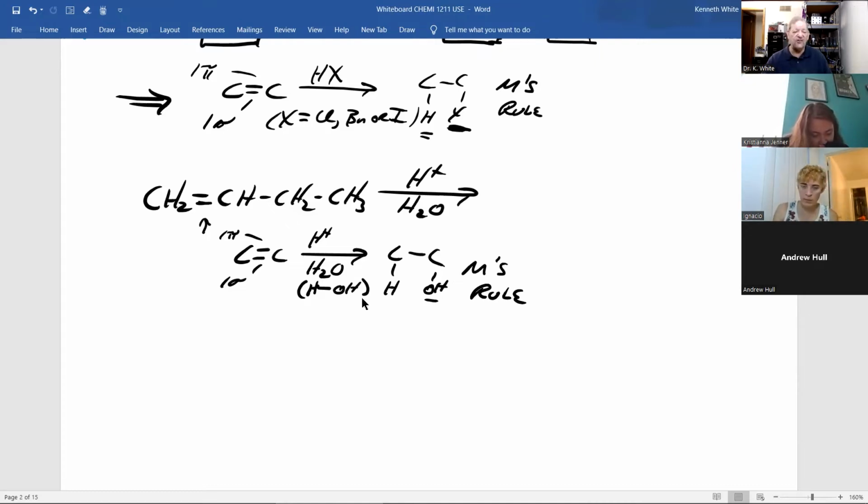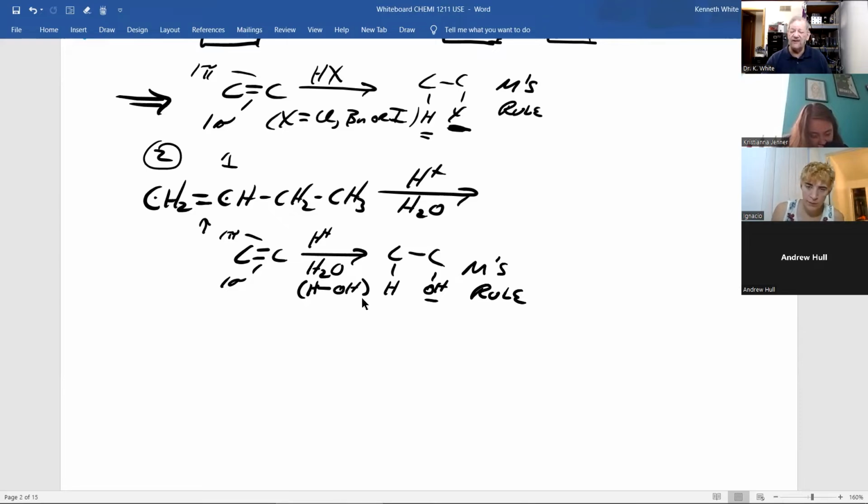Well, we have to look at the two carbons in the double bond and count hydrogens. Ooh, this is tough math. This has how many hydrogens? 2. This carbon has 1. Which is the greater number? And time's up. Hopefully, I'll pick 2.